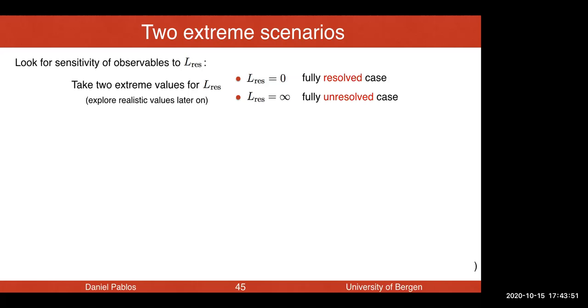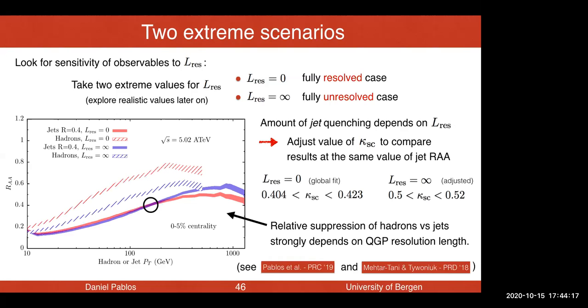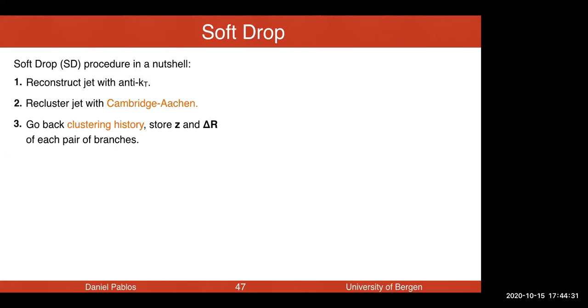Imagine that you can resolve arbitrarily close configurations. So the fully resolved case. And when the resolution length is infinity, which is the fully unresolved case. So this means that the medium is only seeing the initial parton, it's not seeing any of the splittings, no matter how wide. These are two extreme cases in which we want to study some of the observables and the response to those. Of course, total jet quenching depends on this aspect. So the fitting parameter needs to be adjusted to be able to compare apples to apples.